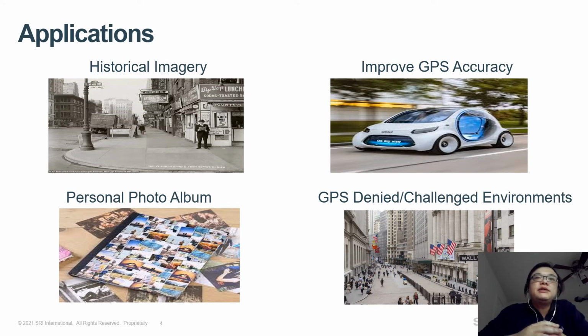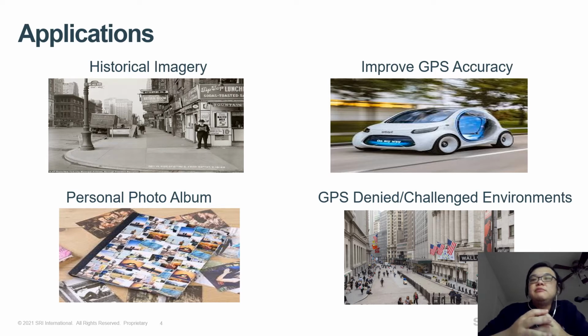There are many applications of image-based geolocalization. For example, if you have an image that was taken a long time ago, and you don't know where it is, then of course image-based geolocalization can help you geotag this image automatically. And it can help you organize your personal photo library.